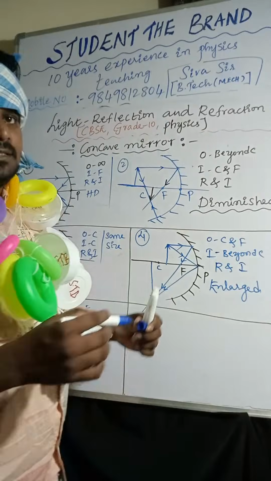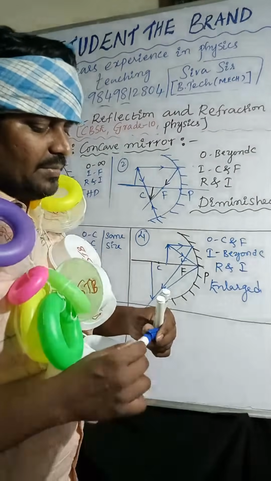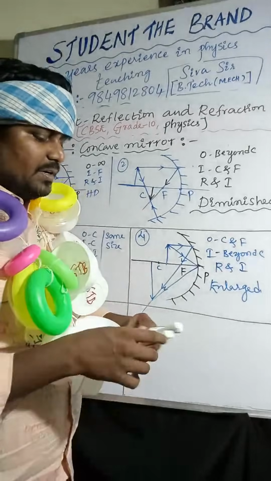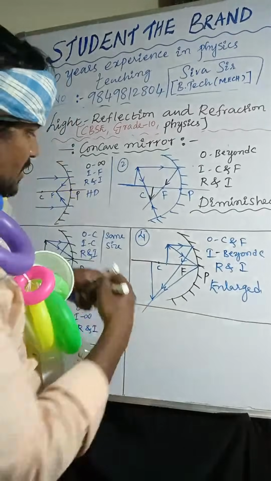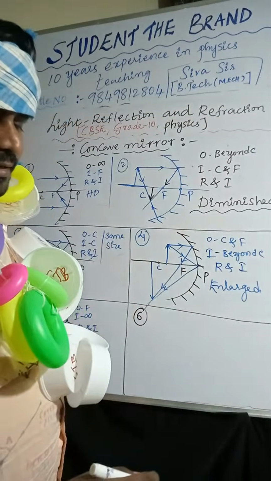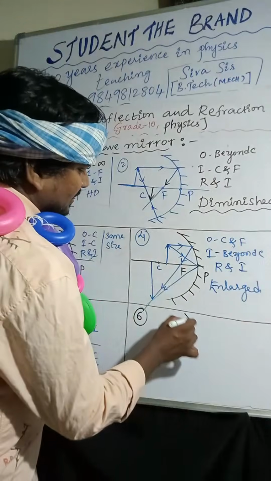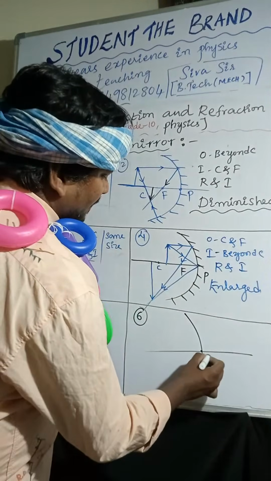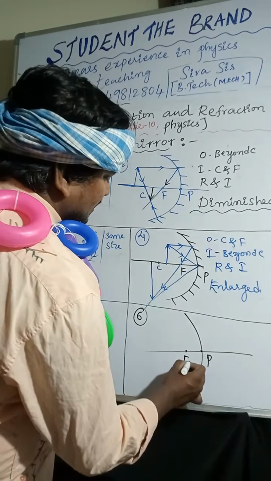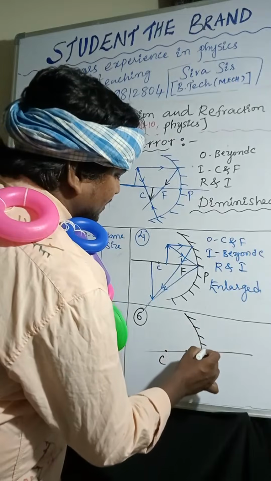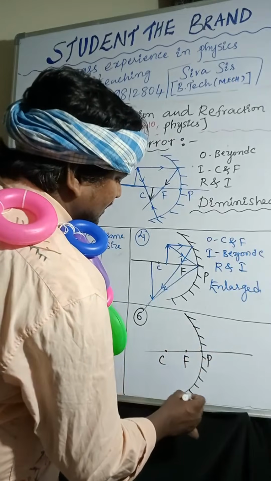So this last diagram is very important. A 3 marks question will come for the exam, so make sure that you are practicing the sixth case. So we can call this one the sixth case. I'm taking like this. This is the pole, focus, and center of curvature.